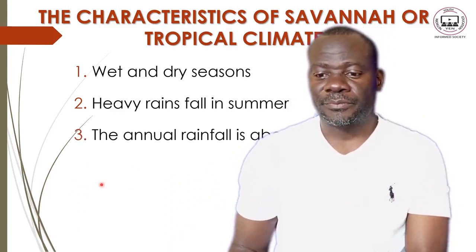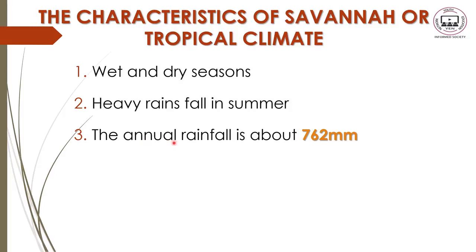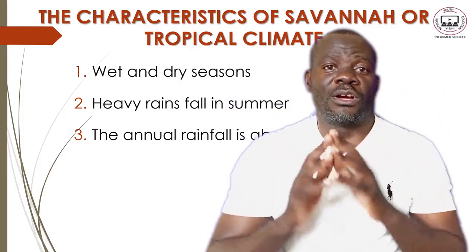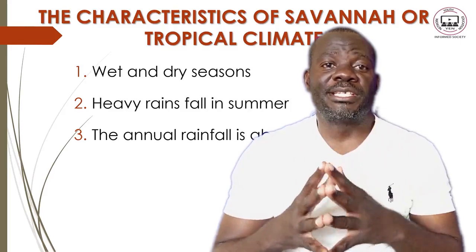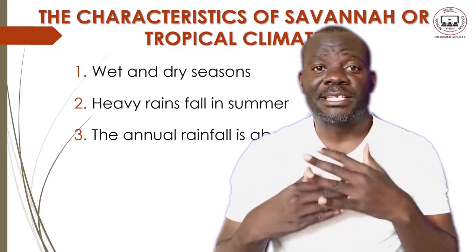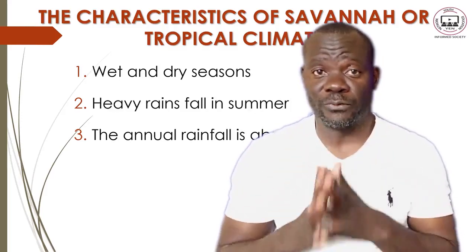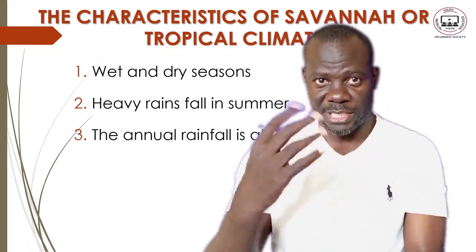And also, the annual rainfall is about 762 millimeters. So the average annual rainfall is 762 millimeters. So that is heavy. That is a lot of rains. So in the tropics, you expect a lot of rains.